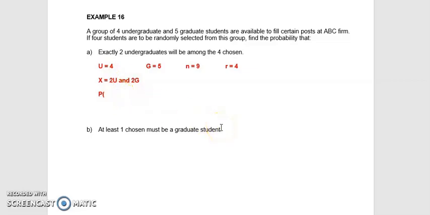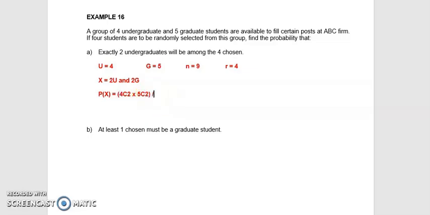So probability of X, so what is X? Referring to 2 undergraduates and 2 graduates. So we apply the concept of combination: undergraduate 4C2 multiplied by graduate 5C2. Okay, so this is the number of ways. So we want to find probability, divide by total all.